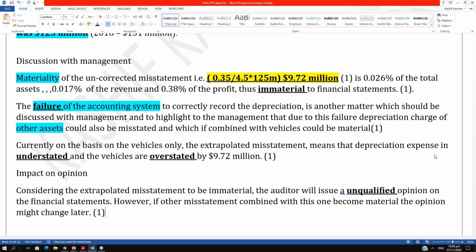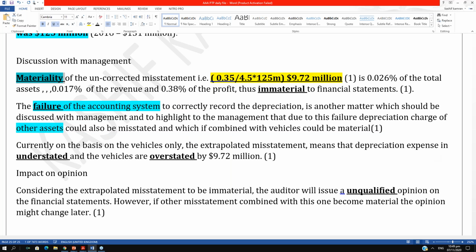The very first discussion we had with the management was materiality. The second discussion we had with the management was the failure. The third discussion was the understatement and the overstatement. And finally, we discussed with management the impact on opinion. Is that clear to everyone?